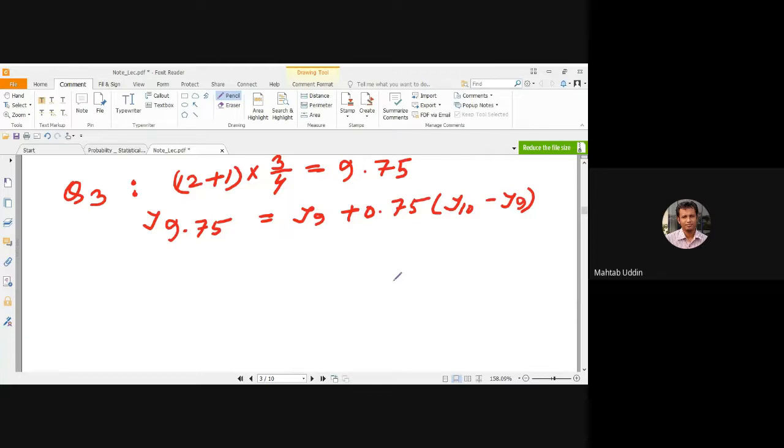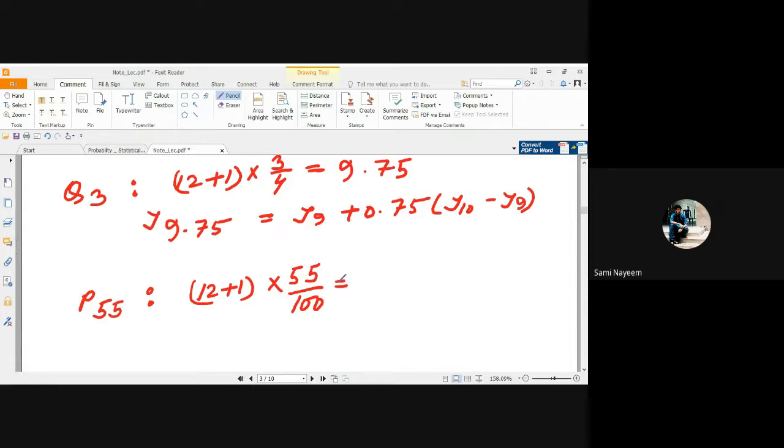Next, say we want to find P55, 55th percentile. So we have to find the position first. (12 plus 1) into 55 by 100. Tell me what's the value here? কত হয় দেখো তো? 7.15.